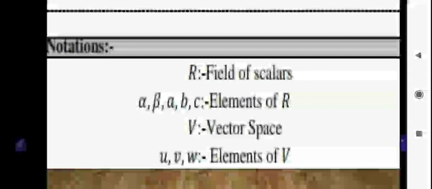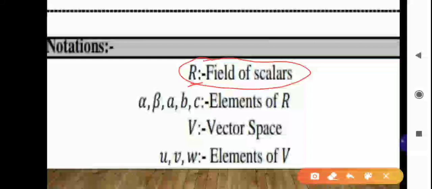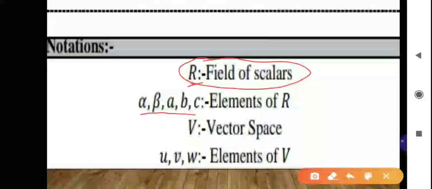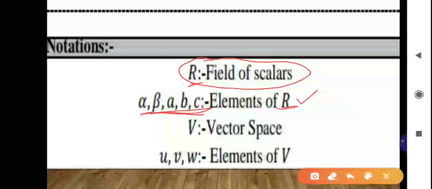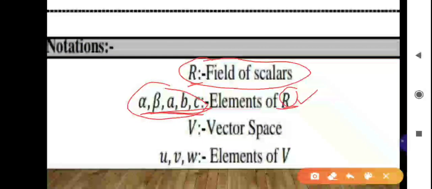Now let us start with the notations that we are going to use while solving the examples in this unit. We are going to use the notation capital R. This is the field of scalars, that is, real numbers. We are going to use capital R for the real numbers. Then we are going to use small alpha, small beta, small a, b, c. These are elements of capital R, that means these are real numbers. What is capital R? It is the set of real numbers. So we are going to use these notations.